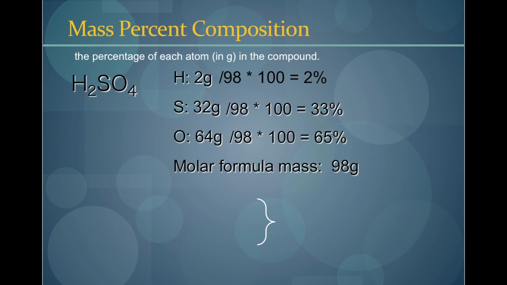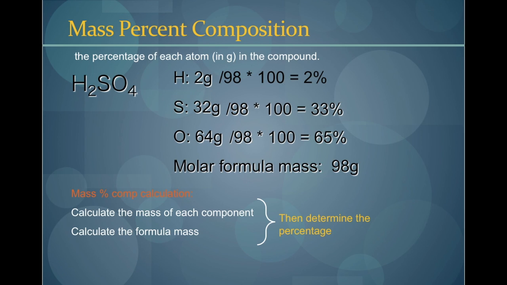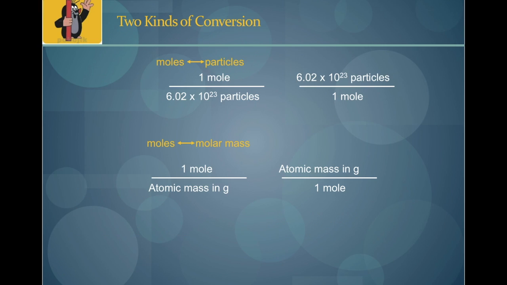Okay, so just summarizing, to calculate the mass percent composition, we first calculate the mass of each component, and we calculate the formula mass, and then basically divide the first one by the second, and then multiply by 100 to get the percentage.